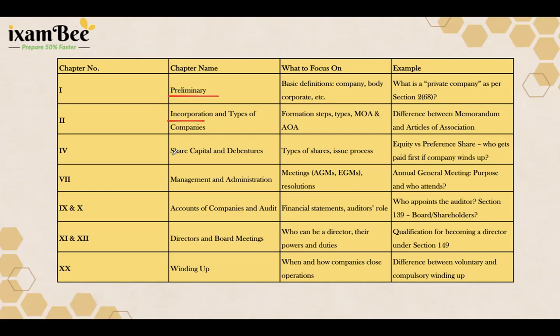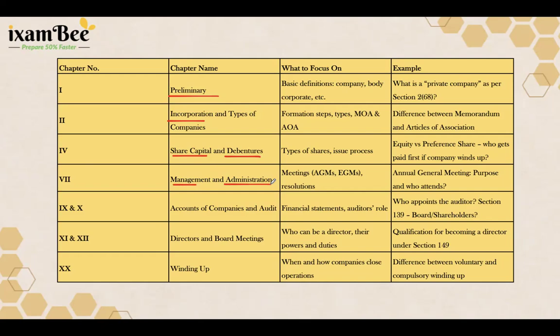Then you have chapter 4, which deals with share capital and debentures. Now, in this chapter, focus on the types of shares, like equity shares and preference shares, and how they are issued. You should also know the basics of debentures, which is a common way companies raise funds. So, a typical question can ask who gets priority in case the company winds up, equity shareholders or preference shareholders. Correct?